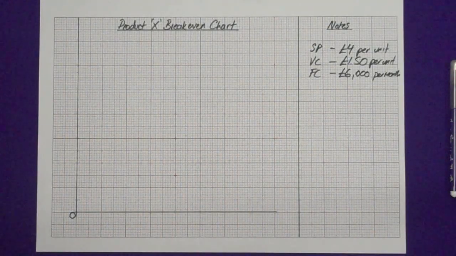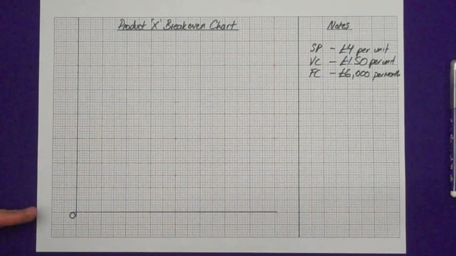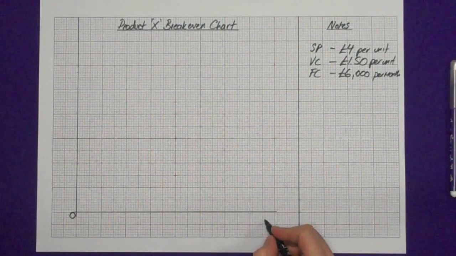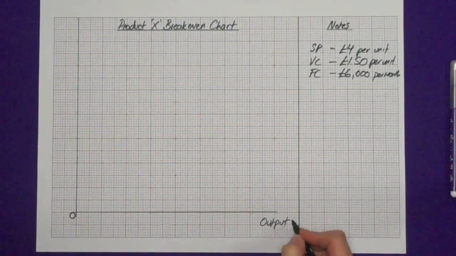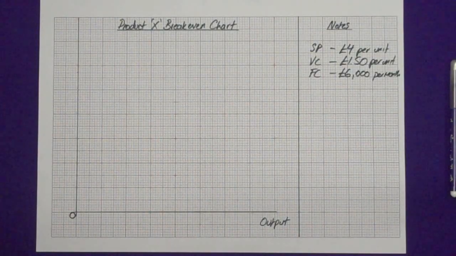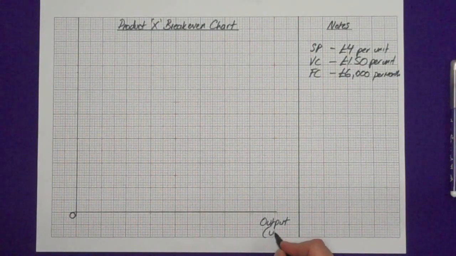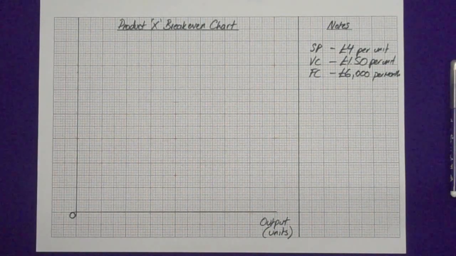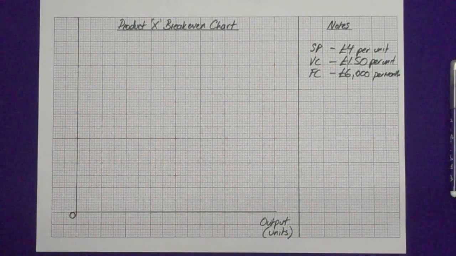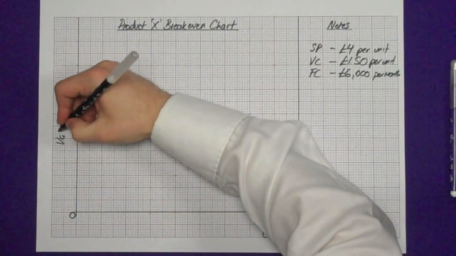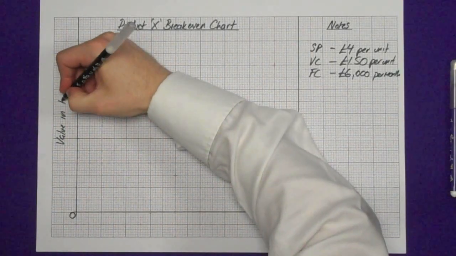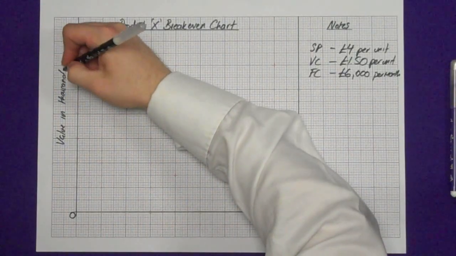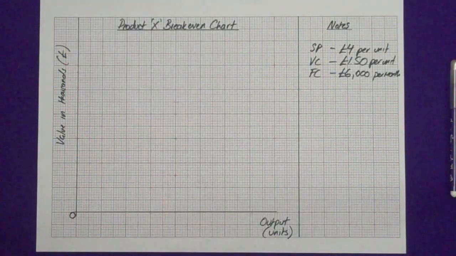Now on our chart here we have two axes already. We have our x-axis along the bottom, which is going to be showing our level of output, and in the simple break-even we're looking at today, we're just going to assume that all items produced are sold, so output and sales are essentially the same thing. We're measuring this output in units. Our y-axis up the side will be showing the value of these transactions in thousands of pounds. I'll include the unit here.